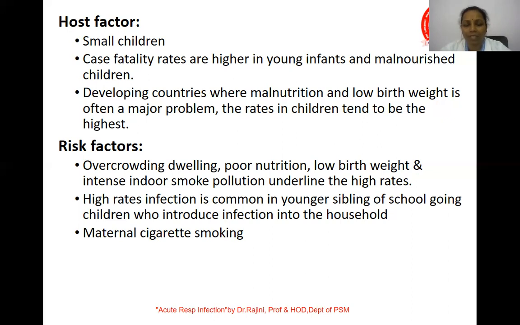What are the risk factors? Overcrowding, poor nutrition, low birth weight, indoor air pollution, and maternal cigarette smoking. So these are all the major risk factors favoring this acute respiratory tract infection.